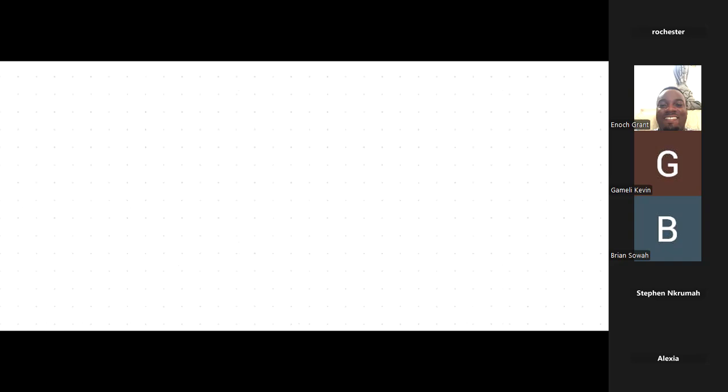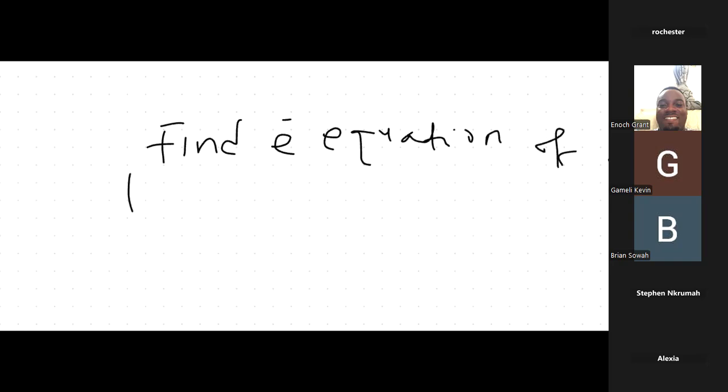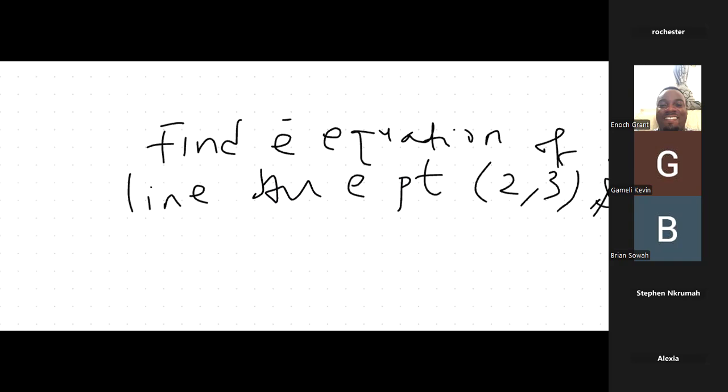You've been given the points. Find the equation of a line between the points 2, 3 and 1, 4.